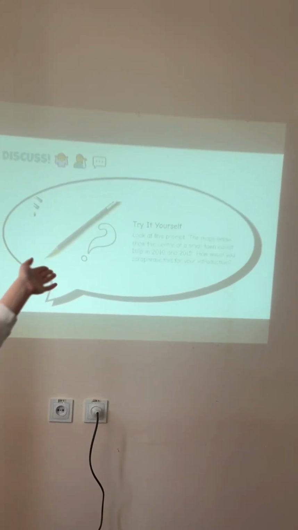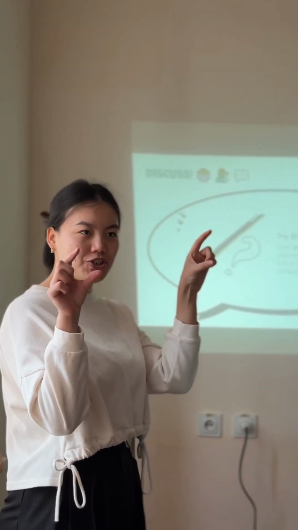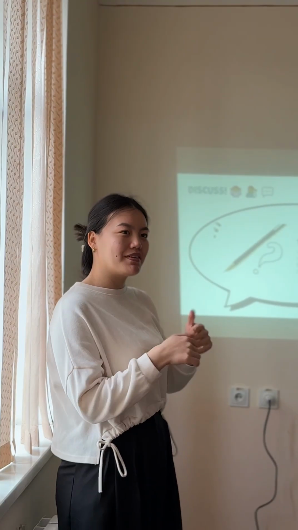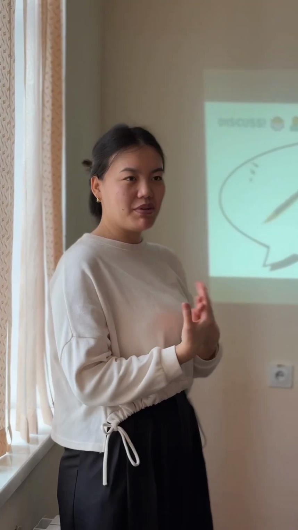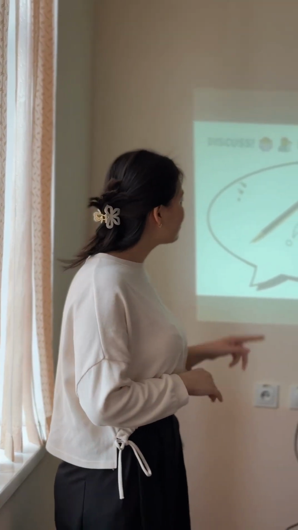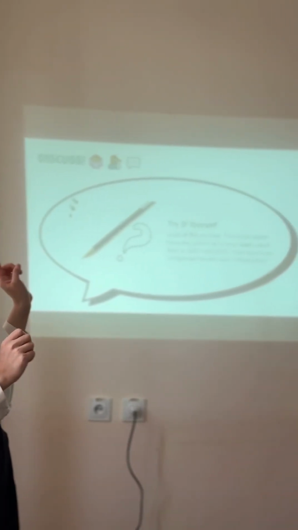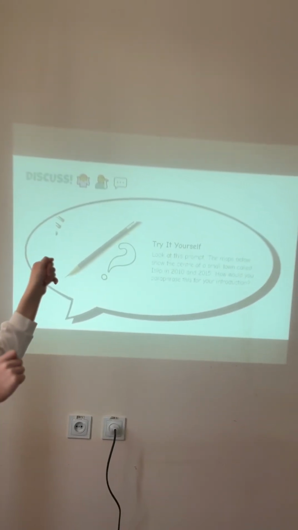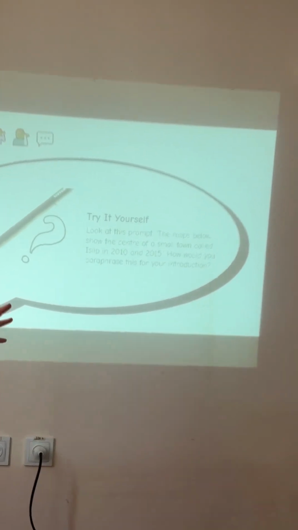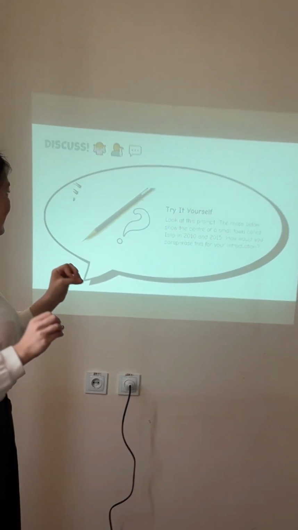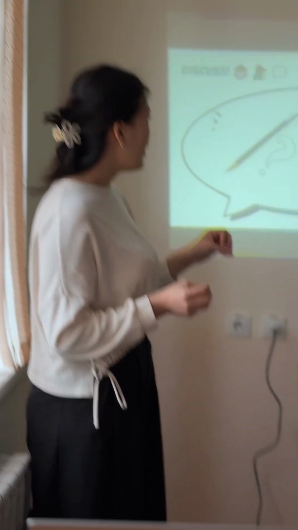Here you may see one activity. Given one question, you paraphrase it yourself. Let me read: the maps below show the center of a small town located in Islip in 2010 and 2015. The maps below show the center of a small town.